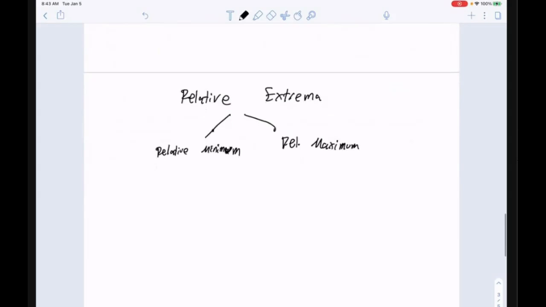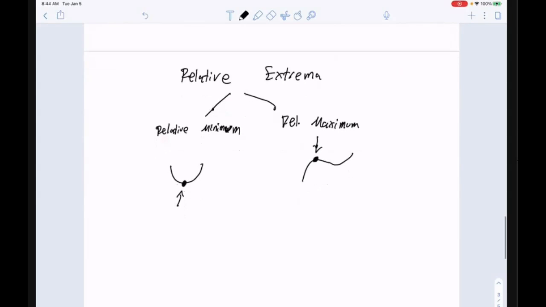A relative minimum occurs at the bottom of a graph like this, and a relative maximum occurs at the top of the graph, anywhere on an open interval. Now, when we say the word relative extrema, also known as local extrema in some textbooks, not ours. On the AP exam, they use the word relative versus local, but you might hear somebody say local and they're not wrong. They are synonyms, relative and local.